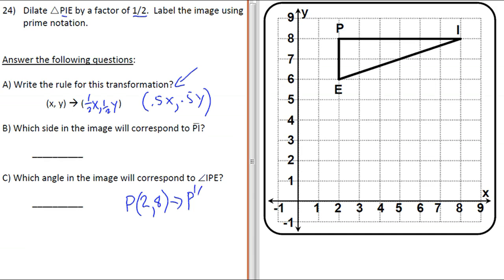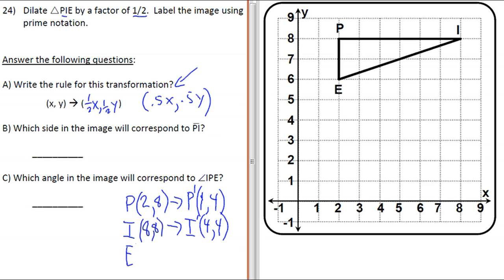P prime would be, by a factor of a half, half of 2, which is 1, and half of 8, which is 4. Well, let me just go in order since it's PIE. I is 8 to the right and 8 up. Nice and easy, even numbers to deal with. I prime would be half of 8, and it would be 4, 4.